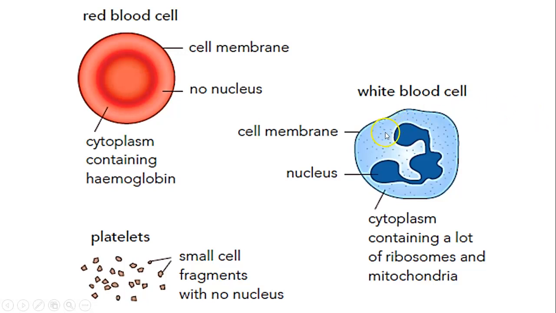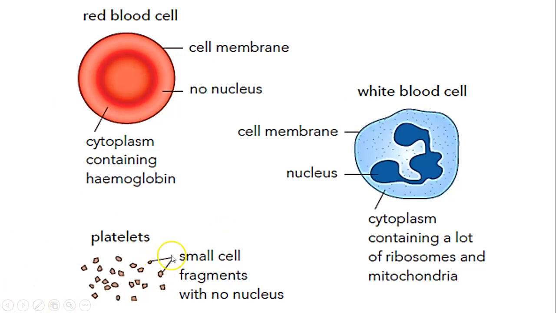Therefore, it has a lot of ribosomes, and it has a nucleus in order to give the order for these ribosomes to make the proteins which are the antibodies. So that's why it must have a nucleus that contains the DNA for this process. It has a lot of ribosomes, and it is a little bit bigger in size in order to be capable of phagocytosis, and we will learn about phagocytosis later in this lesson.